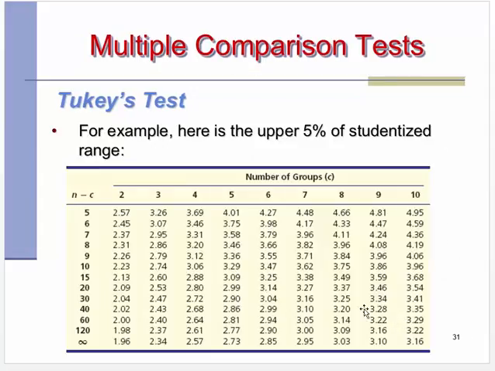This is the Tukey test table here. For example, here's the upper 5% of the studentized range. This is the number of groups, C. This is n minus c. This is C and n minus c.